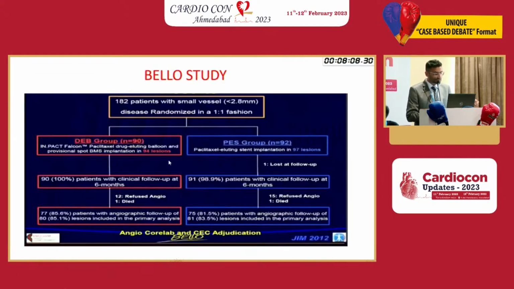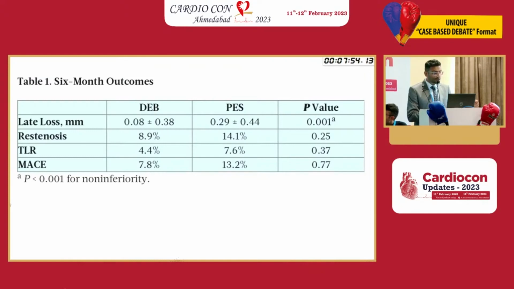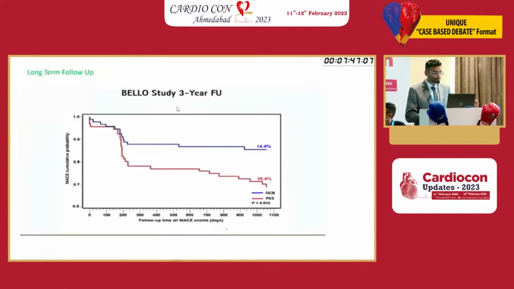Coming to the Bello study, 100 patients for a DEB and 100 for a paclitaxel stent. This was a true small vessel study where only 1% of the patients had vessels more than 2.8 millimeter in size. It had non-inferiority for all the outcomes, whereas late luminal loss was seen with the paclitaxel stent and not with the balloons. This is the peculiar slide that shows that in the long term it had a superiority outcome, because after 200 days of implantation of the stent, the MACE events started to diverge, and the stent related issues started after 200 days.